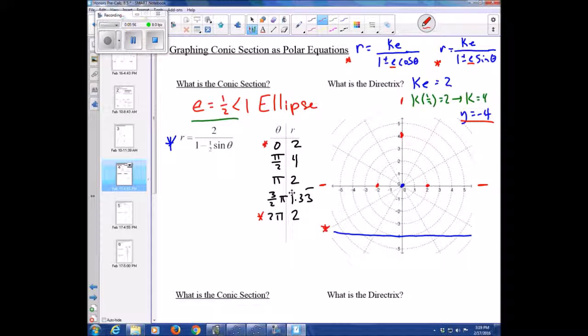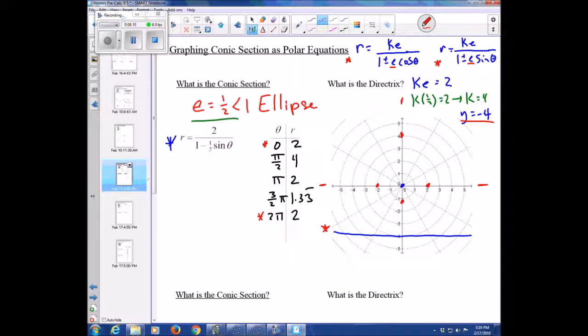And then right here, 3/2 pi is going to give us 1.33 repeating. So right here, we're approximately right there. Distance of 1.3 repeating, direction of 3/2 pi. And then, of course, 2 pi gives us 2 again, so right here, we're back to the same point we had over here.